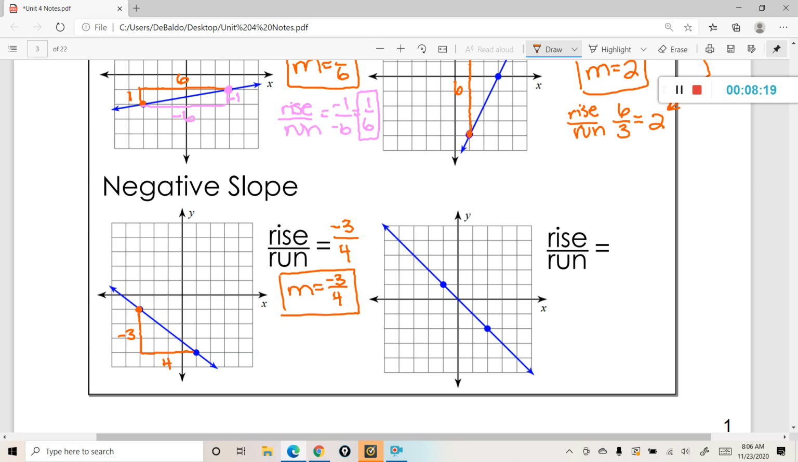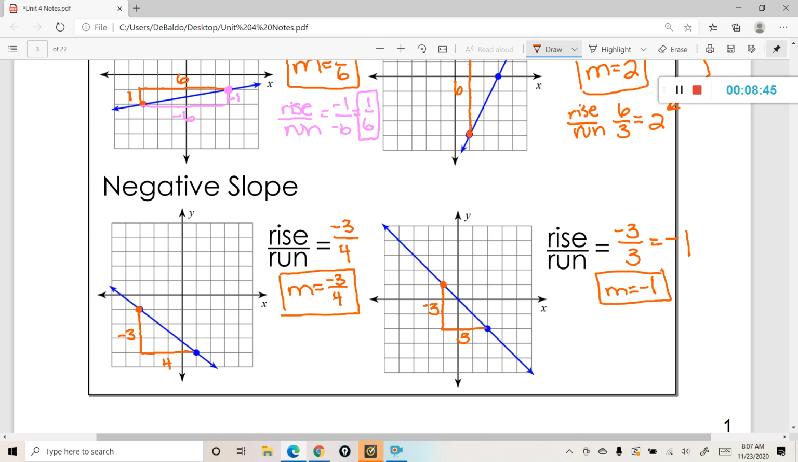All right, let's take a look at the next one. This one's kind of neat too. So I'm going to start with this point here. And I'm going to rise -3. And I'm going to run +3. So here it is, -3 over 3. Remember to always simplify this down, and that'll simplify down to -1. So the slope of this line is -1.